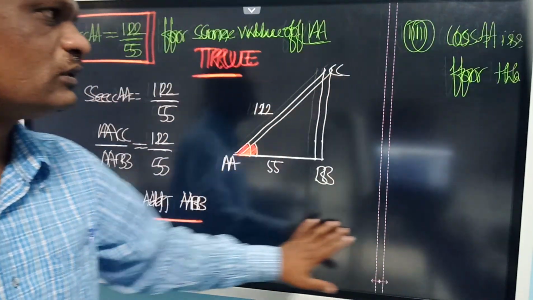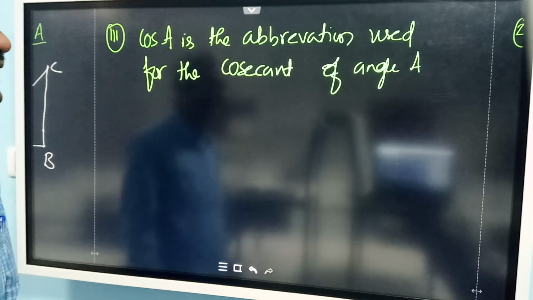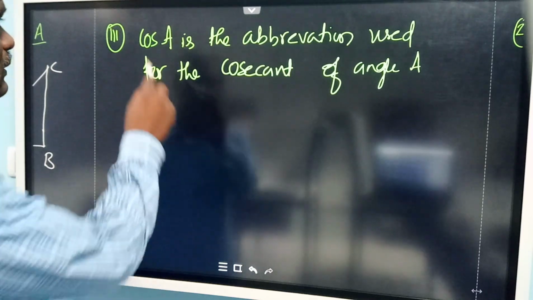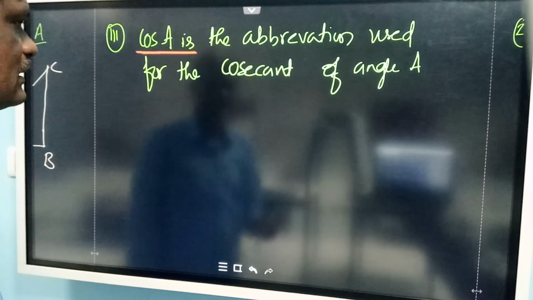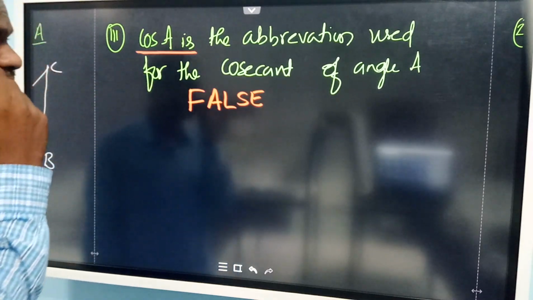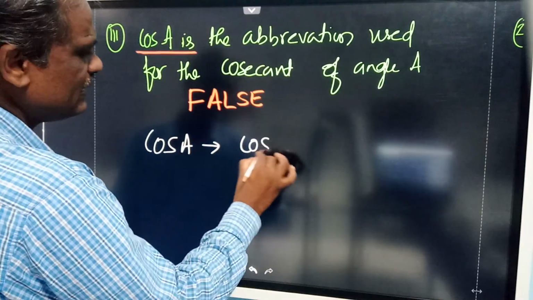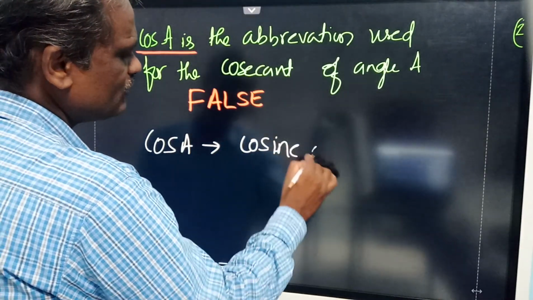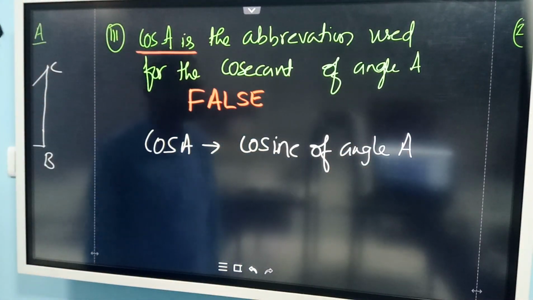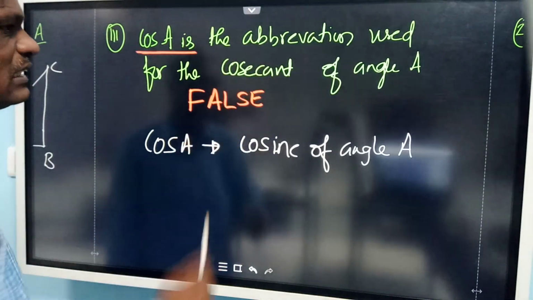Now let us go to the third one. Cos A is the abbreviation used for cosecant of angle A. Is it true? False. You can write this as a false statement. What is the reason? Cos A is an abbreviation of cosine of angle A, not cosecant of angle A. So therefore this statement is false.